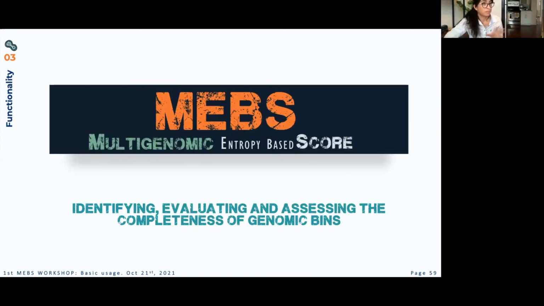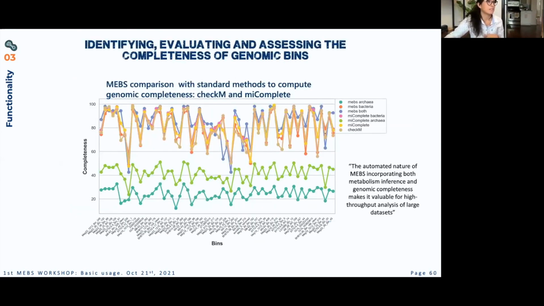And lastly, the last thing that is incorporated in MEBS is that you can evaluate and identify your bins, your metagenome assembled genomes, based on their completeness of a specific single marker gene. So one of the questions that you ask once you have your genomes, your bins derived from your metagenome, is how complete my genome is, what fraction of this genome was captured, what is the taxonomic identity of these organisms.